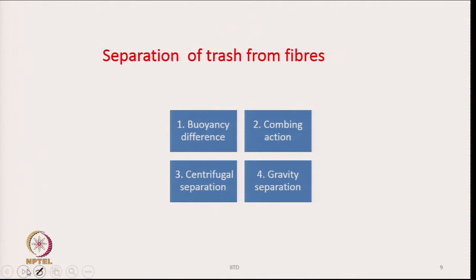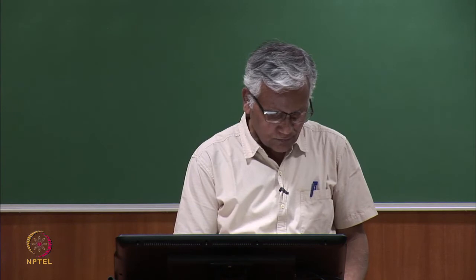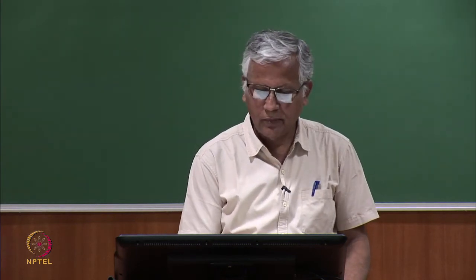So, the separation mechanisms are: number 1 is buoyancy difference, number 2 is combing action, number 3 is centrifugal separations, and number 4 is gravity separations. So, these are the 4 different ways by which liberated trash particles are separated from the flocks or from the fibers, and we will now discuss them one after another. So, we first go to the separation by buoyancy difference.